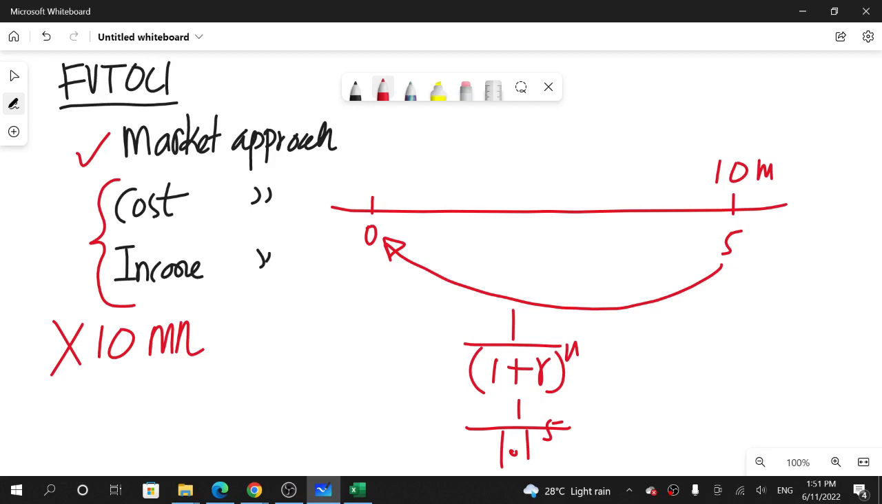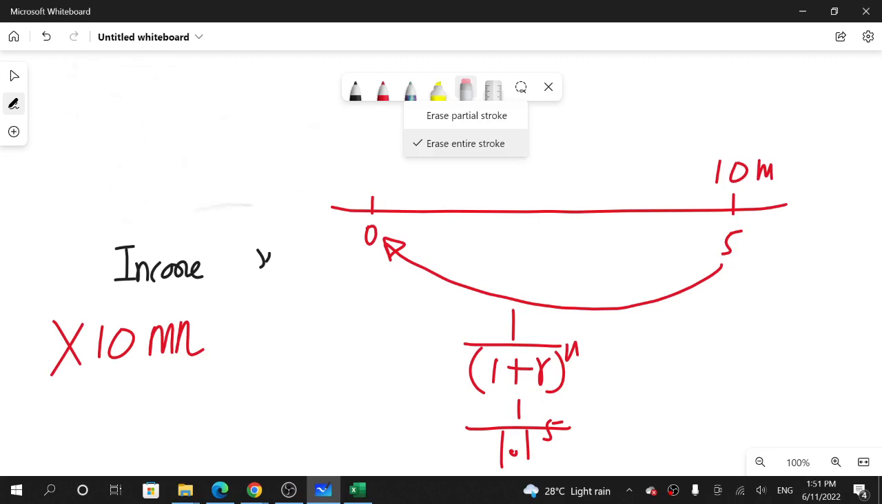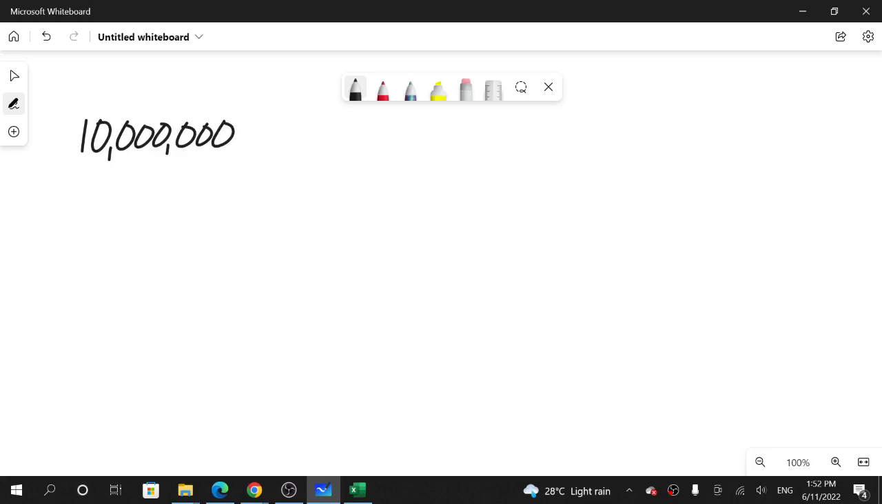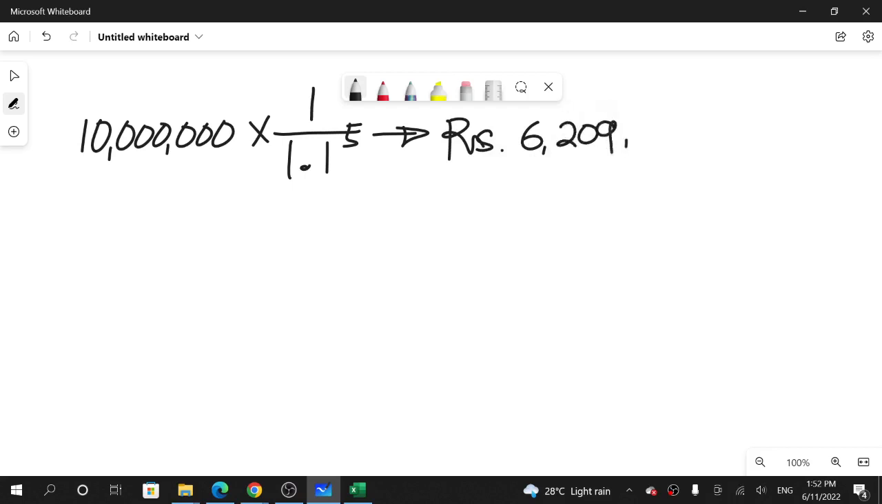You want to get the present value of this. How do you get the present value? You are taking this 10 million loan, multiplying by 1 over 1 plus r, which is 1.1 to the power of 5. How much is that? Is it 6 million 209,230? Is that the amount you got? This is the fair value.